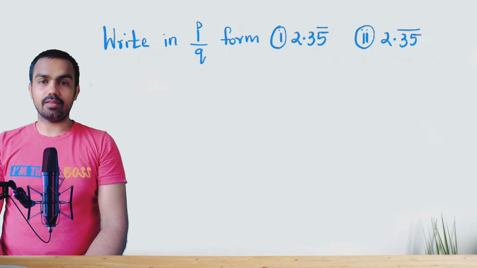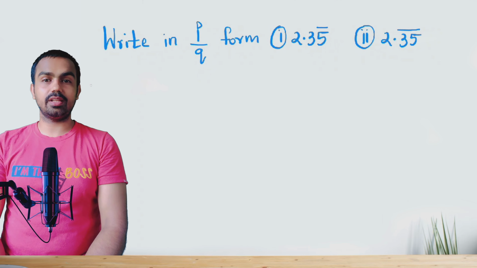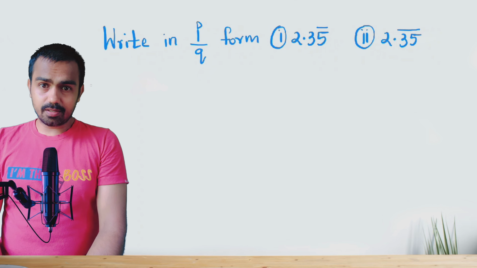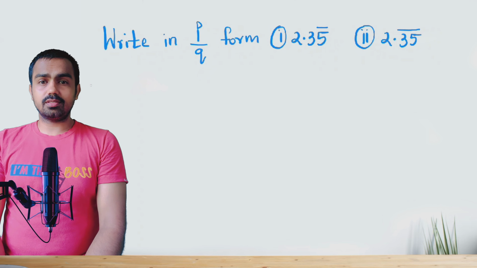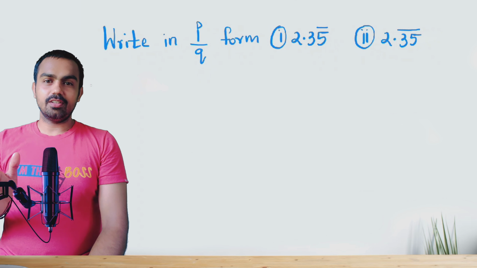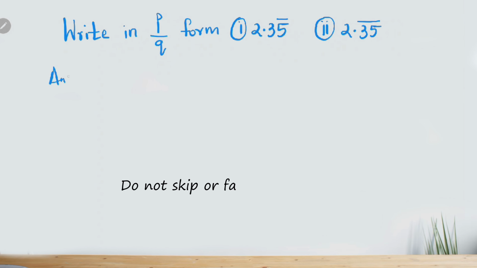As you can see, those two numbers at the top: in the first number only 5 is repeating, and in the second number both 3 and 5 are repeating. Let's see how to convert these two numbers into their p by q form. So let's write the answer for this.